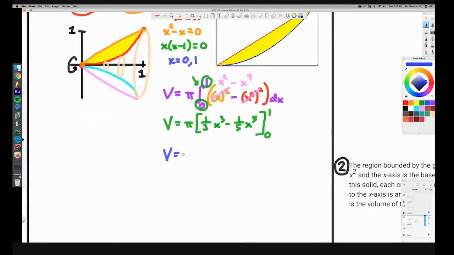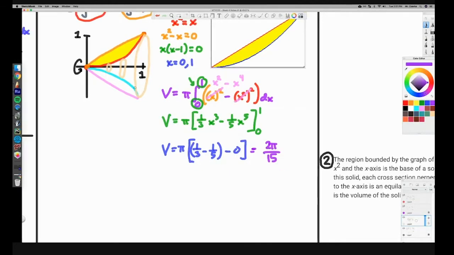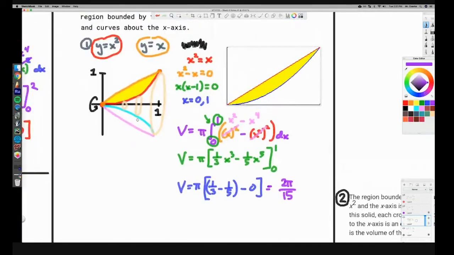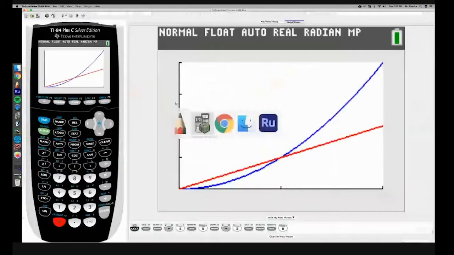Okay, you plug in 1, you get 1/3 minus 1/5. You plug in 0, you get 0, which is pretty nice. And you end up with 5/15 minus 3/15, which is 2/15. So 2 pi over 15 for your answer. Is everyone still with me? Yep, we're with you. Okay. If you have questions, just stop me. I don't think it's rude.